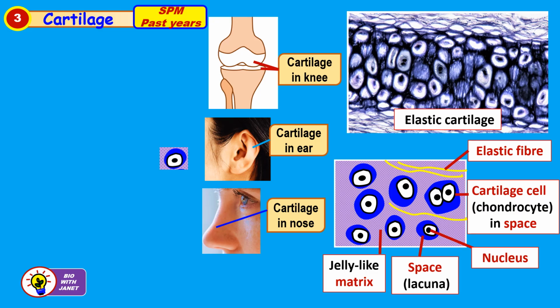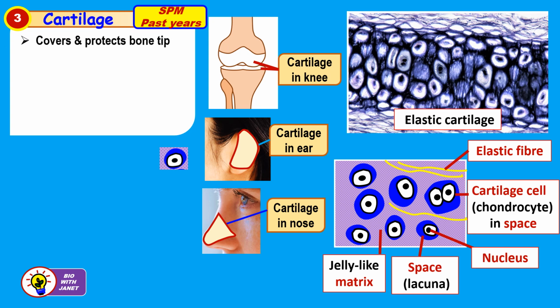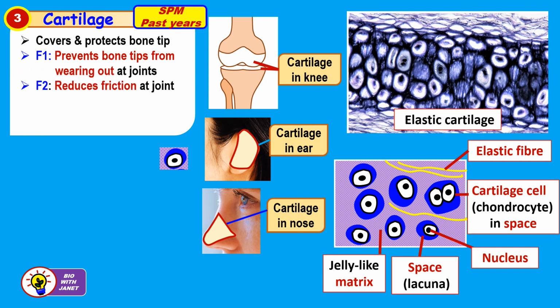Thirdly, there's cartilage. Cartilage is another type of connective tissue. Cartilage functions to cover and protect bone tips. So cartilage prevents bone tips from wearing out at the joints. For example, at the knee joint, you can see the tip of the bone is covered with the white cartilage here in the first picture.